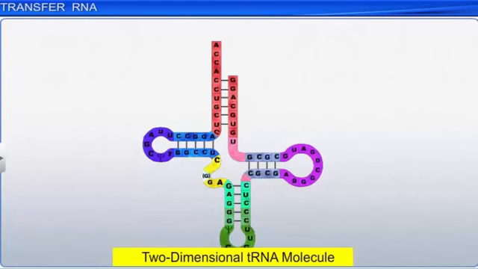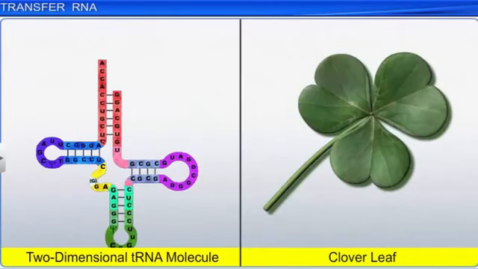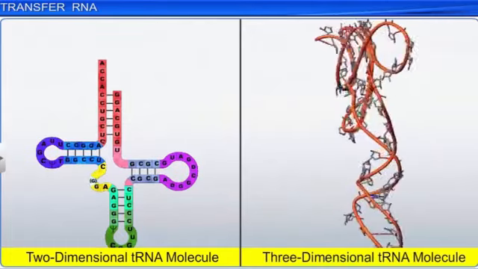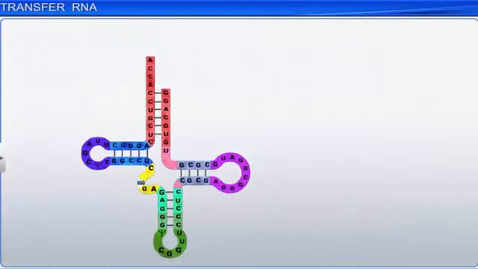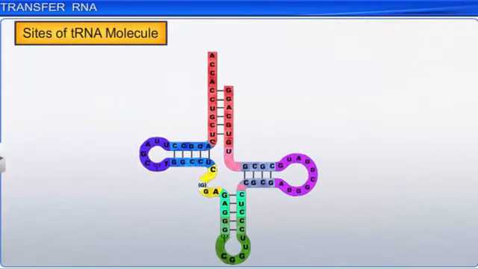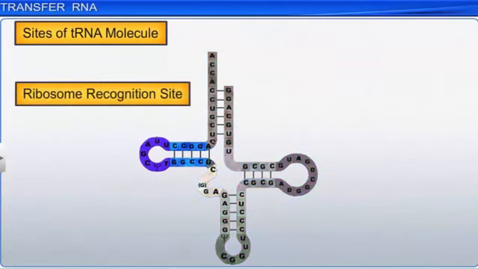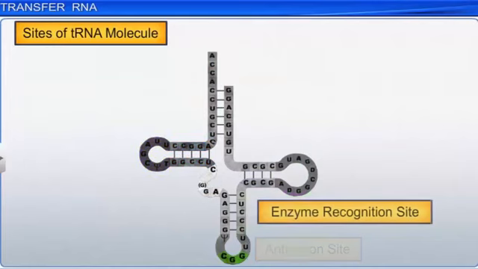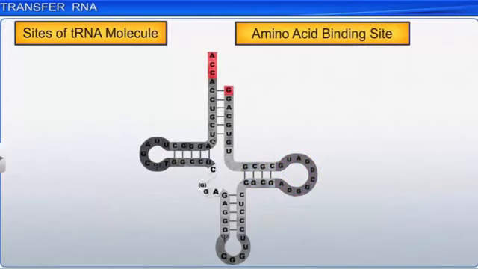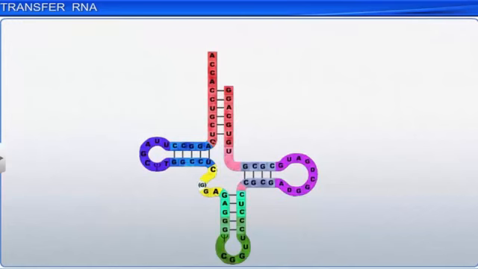Interestingly, tRNA takes the shape of a clover leaf when examined as a two-dimensional structure, whereas it looks like an inverted L-shaped molecule in a three-dimensional structure. Regardless of its dimensions, a tRNA consists of 4 arms or sites: ribosome recognition site, anticodon site, enzyme recognition site, and amino acid binding site or carrier end. Each of the tRNA regions performs a particular function.